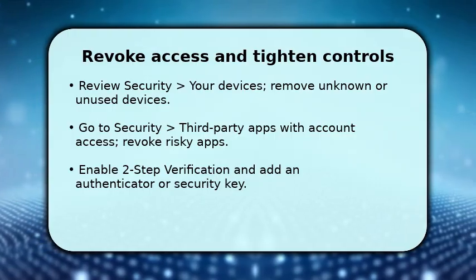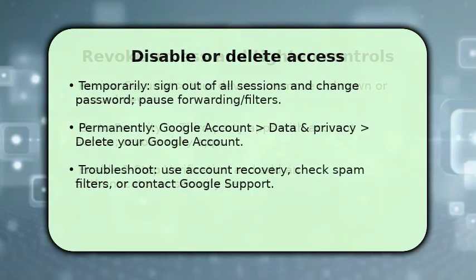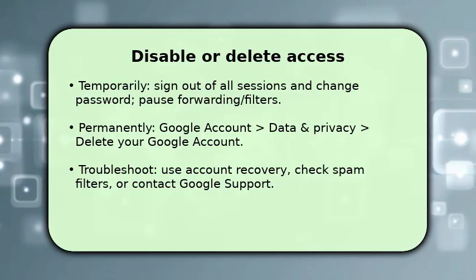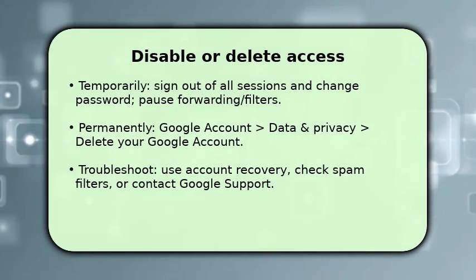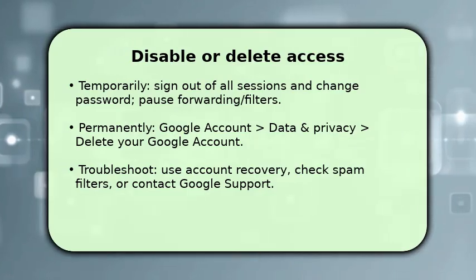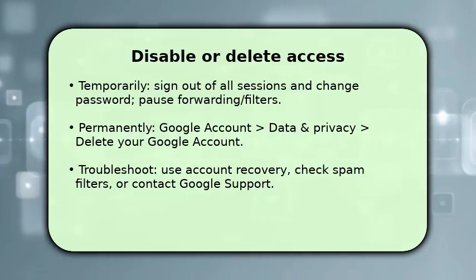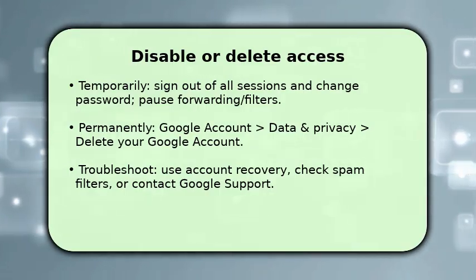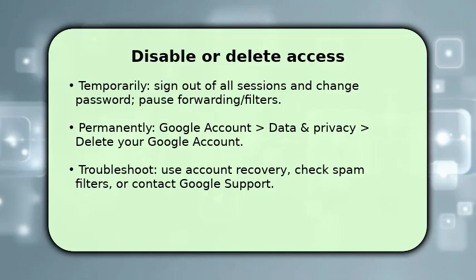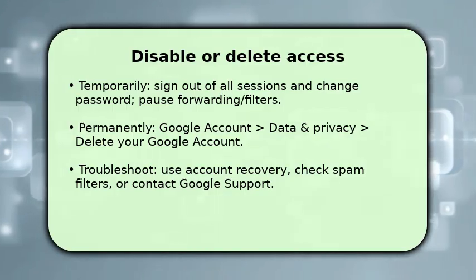Finally, decide whether to temporarily block or permanently remove the account. To temporarily block, sign out of all sessions, revoke app access, disable mail forwarding and filters, and keep two-step verification active. To permanently block, go to Google Account Data and Privacy and select Delete your Google account. Follow prompts and download any remaining data first.